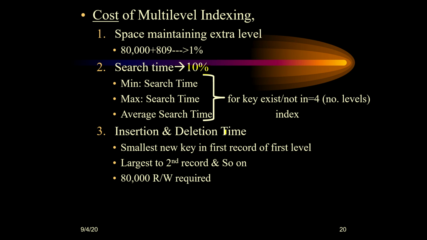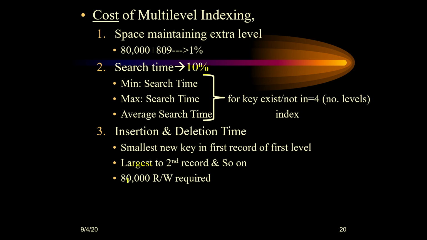The next is insertion and deletion. For insertion and deletion, as I've already explained, we need to do the updation for your 4 levels of index files, considering from the smallest file to the largest, we need to keep updating every file. Consider that we have a smallest new key first. Now that is added into your first record. In that case, the largest key of that should be shifted to the second record. Similarly, every index file must be updated.